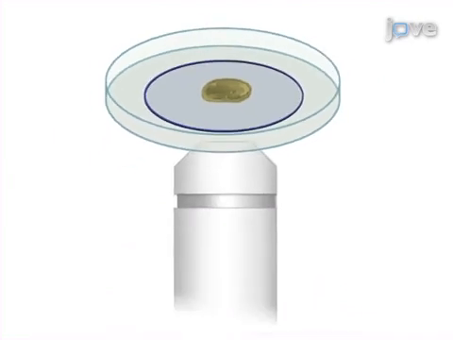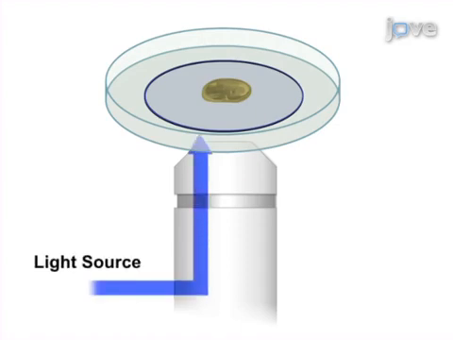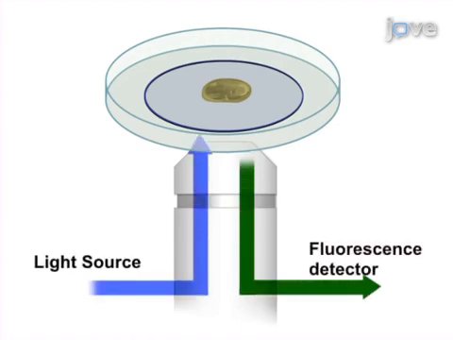The second step is to acquire time-lapse images of the bacteria during cell division using a 3D structured illumination microscopy, or 3D-SIM, imaging system.